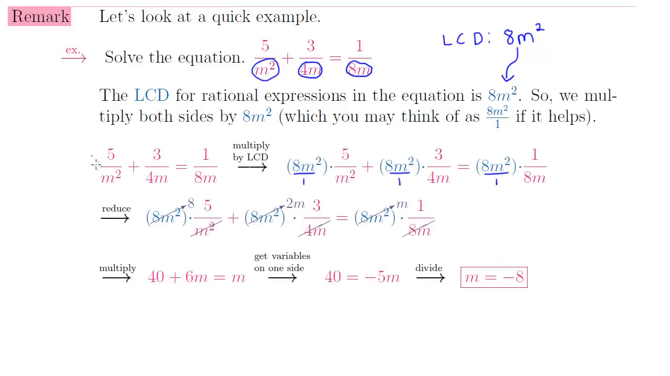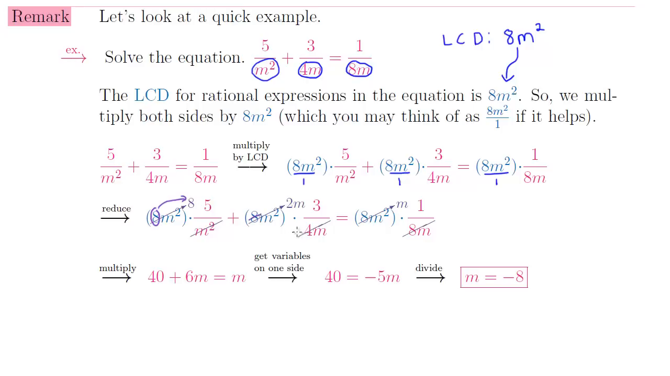Okay. So when we take the original equation and we hit everything with the LCD, a bunch of stuff reduces. That's the point of multiplying by the LCD. All of the denominators should reduce. Okay. So if you look, in the first term, 8m squared times 5 over m squared, the m squareds are going to reduce, leaving you with just this 8.